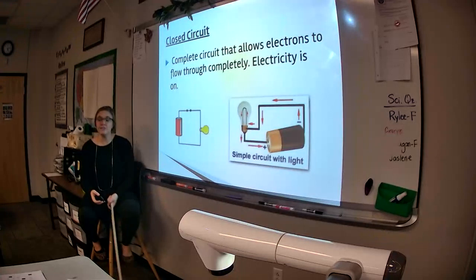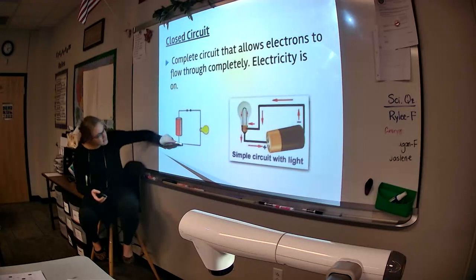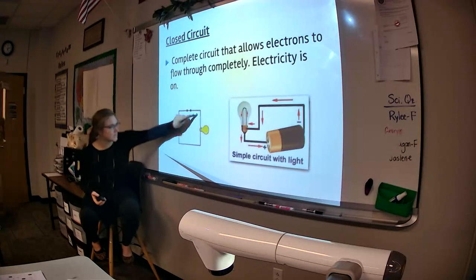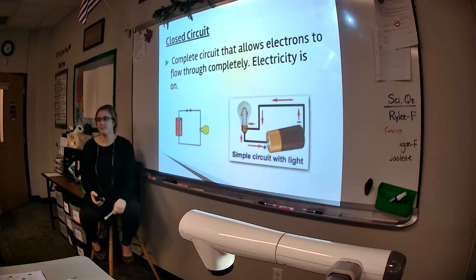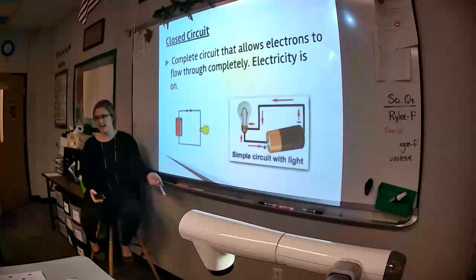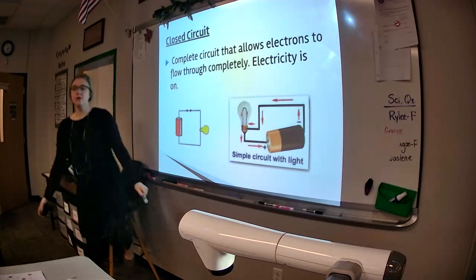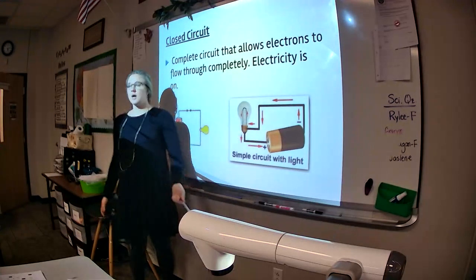In this kind of a circuit, electricity is on. So, you can see here it's a complete path. So, the electrons are flowing, running around all the way through all the time. Therefore, the light bulb turns on. In this one, over here, it's also connected, right? The wire goes to the positive side, wire goes to the negative side. This light bulb would be turned on.